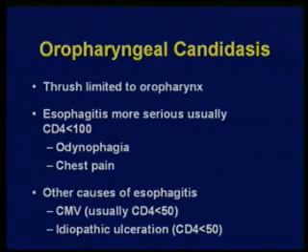Other causes of esophagitis that can occur in someone who's HIV infected are cytomegalovirus, usually with a T cell count under 50, or idiopathic ulceration with a CD4 count less than 50. It looks like aphthous ulcers. The ulcers are painful. They're treated with steroids or with HIV meds. But those are other reasons why someone can have esophagitis.